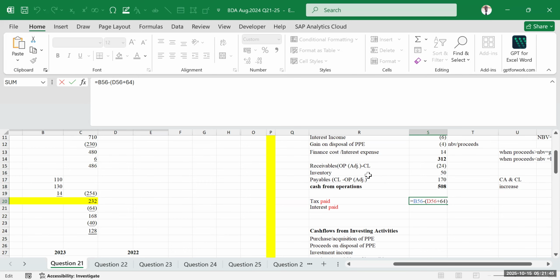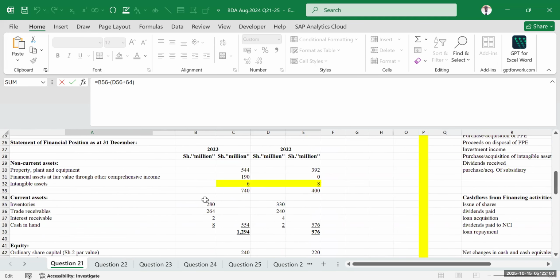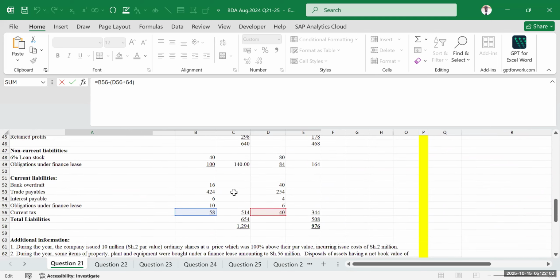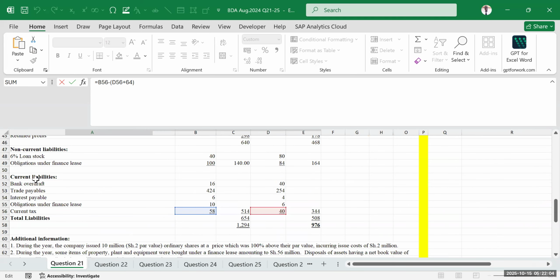Tax is also a liability because you have to pay the taxman. According to the state law, you have to pay. Now, when we take that approach, I told you for liabilities, start with the closing. The closing is in cell B56. Let's go and look at cell B56. You will see I picked the closing liability for current tax, which is 58.